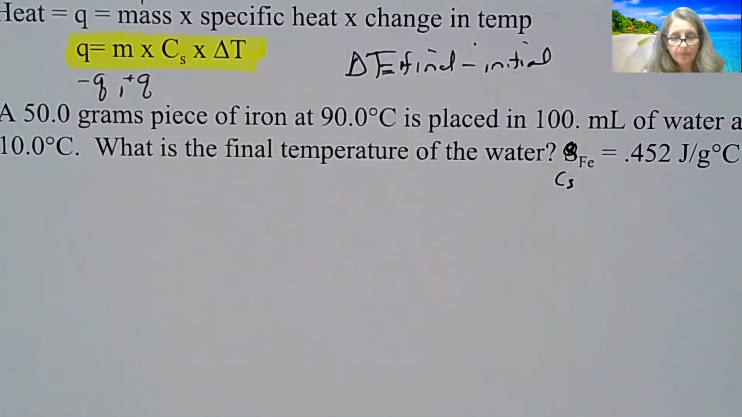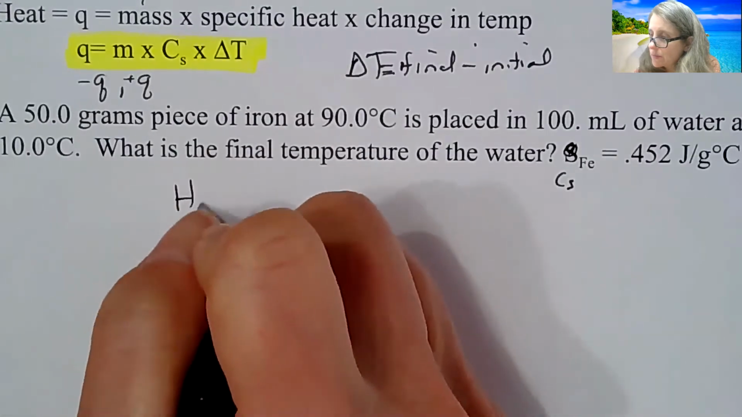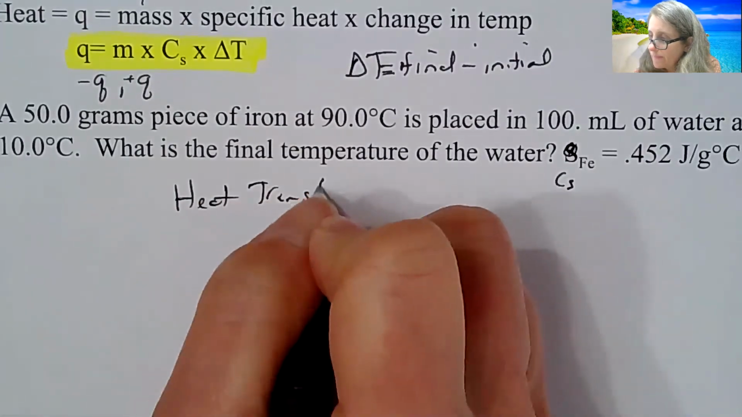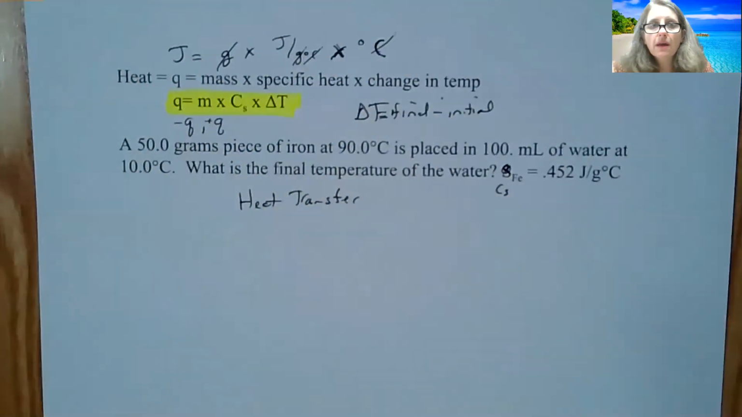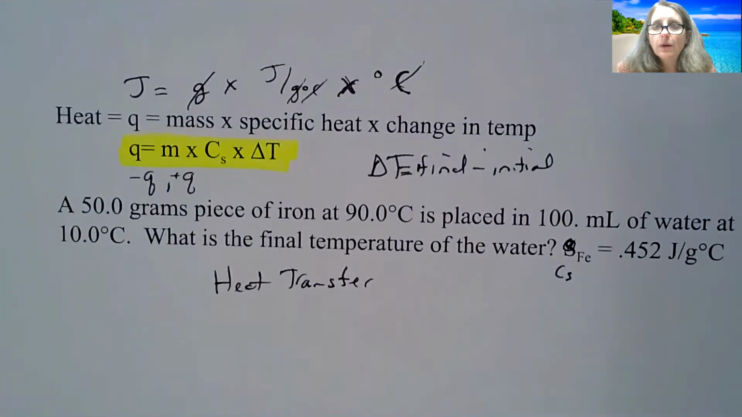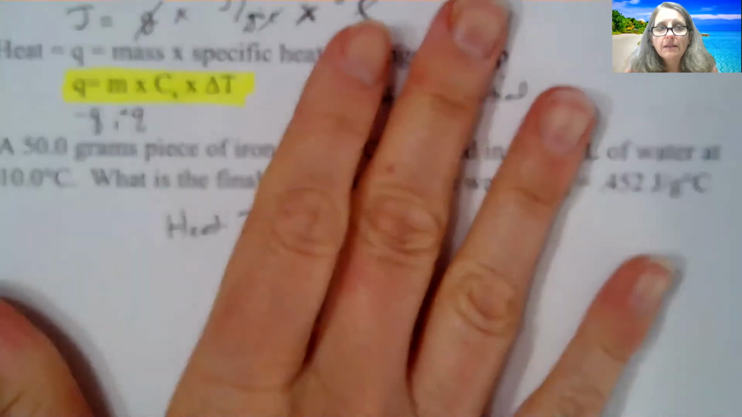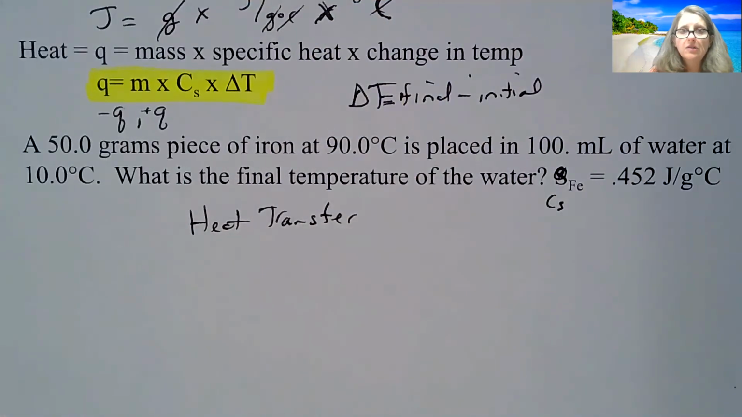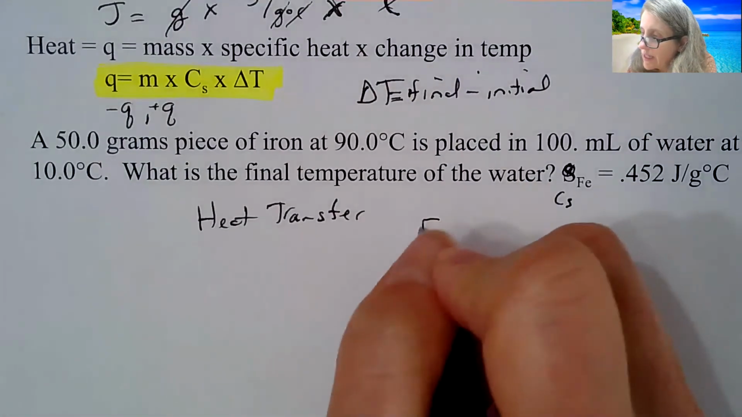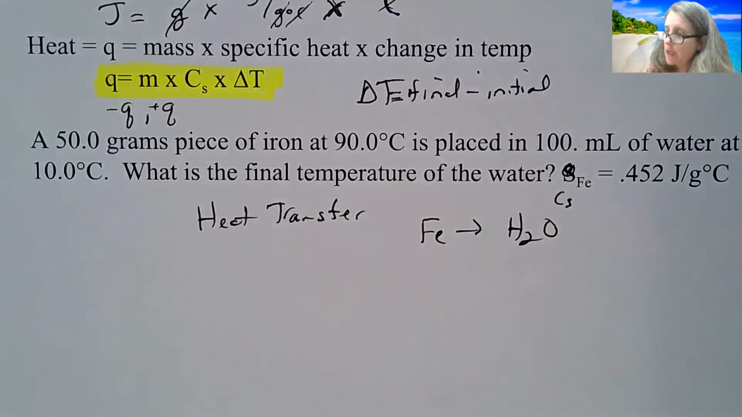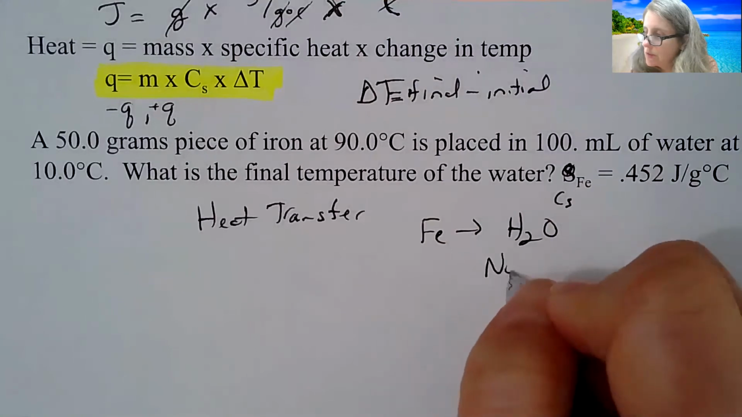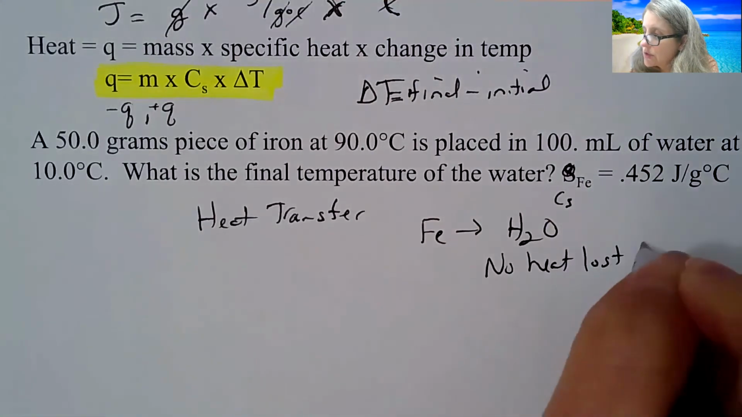All right, so this is what we call a heat transfer problem. Heat transfer, and that is because we are essentially transferring that piece of iron to that water. So any of the heat that was in that iron is then going to be put into that amount of water. So I'm going to say Fe is transferring to that water any amount of heat. Okay. Now we are going to assume there is no heat lost to the surroundings.